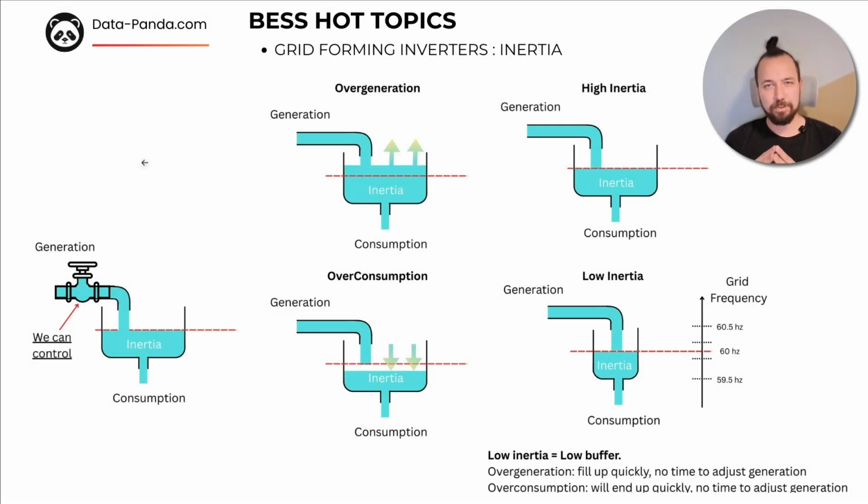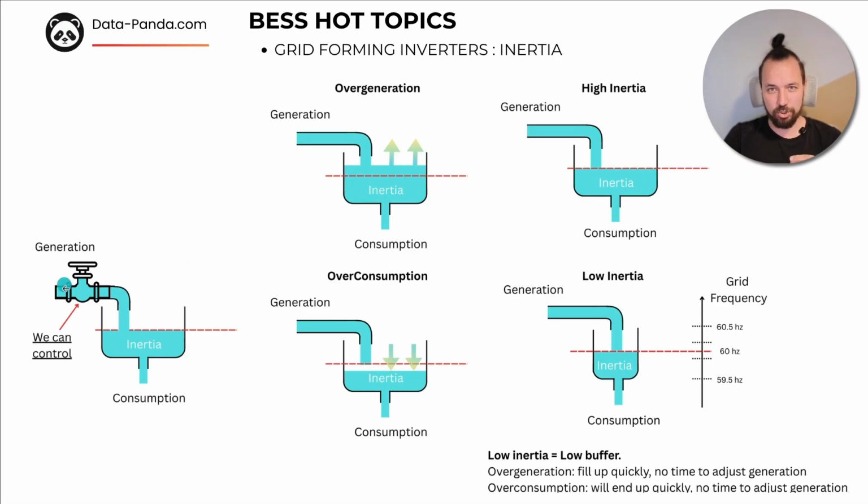Let's start with the concept of inertia, because if we don't understand inertia, we can't actually understand grid forming. This slide is used as a very simple visual analogy with generation and consumption balance. And that's a great way to explain it. Let's think of a power system like a water system with pressure, where we can control only the flow of water.